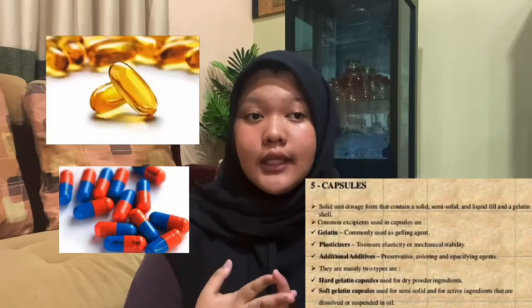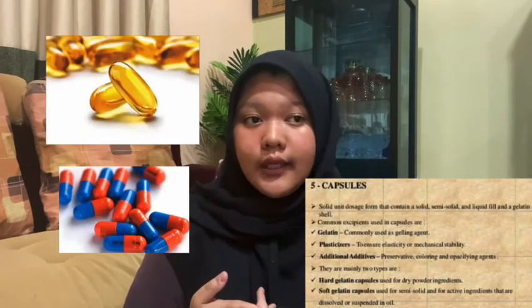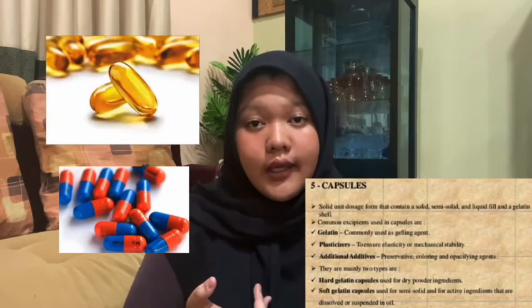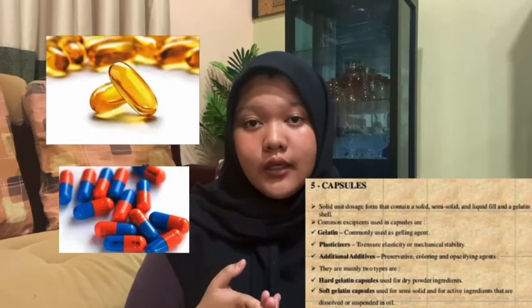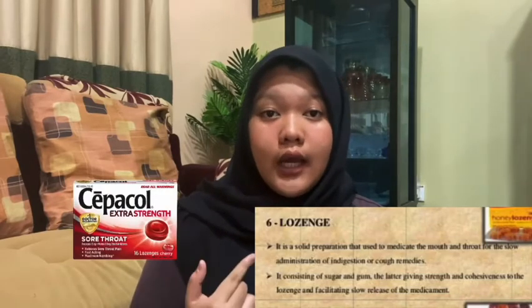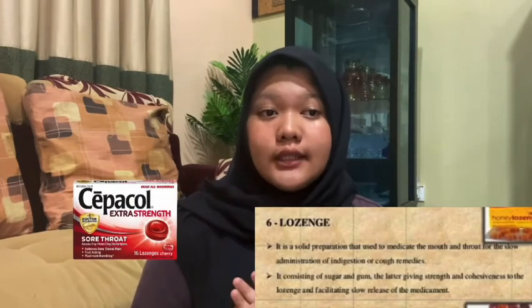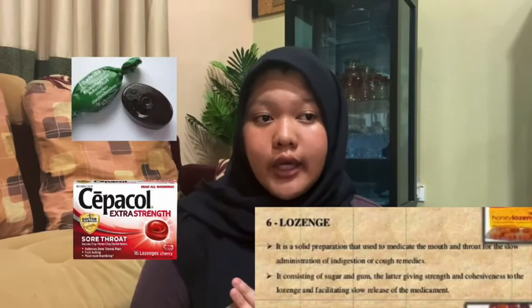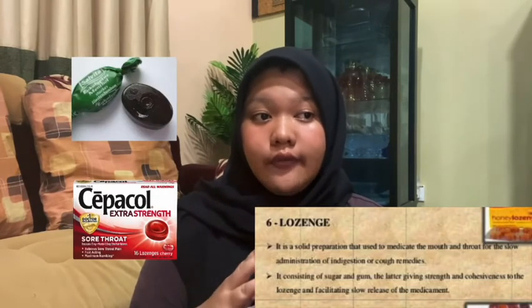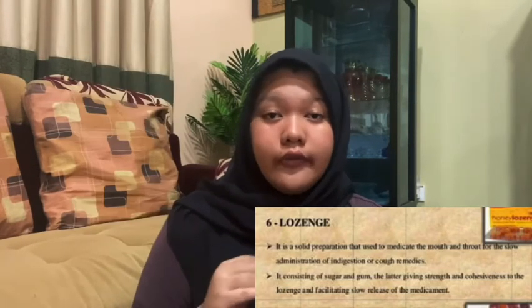There are mainly two types: hard gelatin capsules used for dry powder ingredients, and soft gelatin capsules used for semi-solid and for active ingredients that are dissolved or suspended in oil. Number 6 is lozenge. It is a solid preparation used to medicate the mouth and throat for the slow administration of indication or cough remedies. It also consists of sugar and gum, the latter giving strength and cohesiveness to the lozenge and facilitating slow release of the medicament.